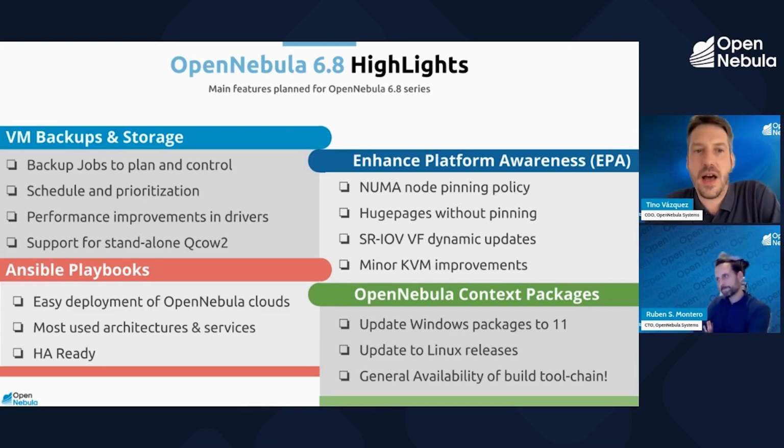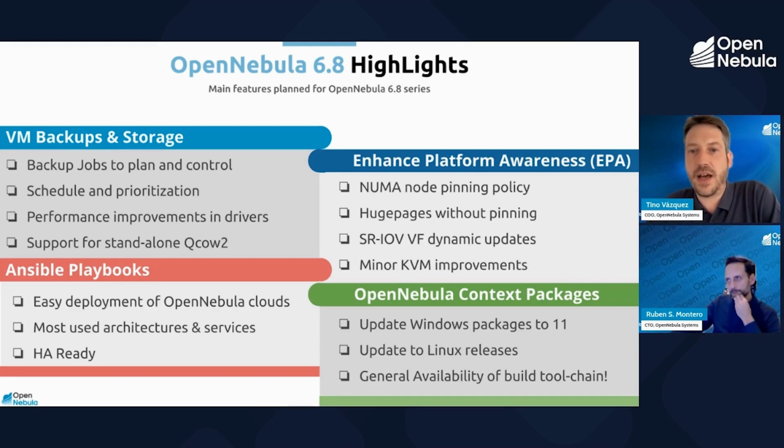We want to build a way to monitor and also manage different backup jobs, so you can prioritize and schedule the different backups of the different virtual machines. We also want to improve the performance of several storage drivers and also add support for standalone QCOW2 images. Okay, as Ruben mentioned, we also have a plan to release a set of Ansible playbooks to easily deploy different OpenNebula architectures, including OpenNebula high availability for the front end, which is kind of a complex deployment as well.